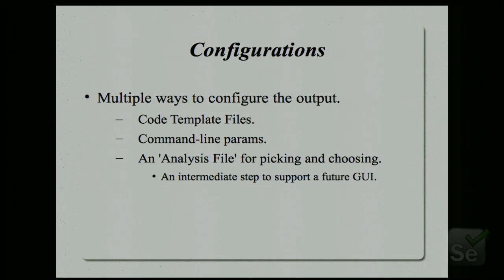There are multiple ways to configure the output, basically to choose what gets generated. I'll talk more about these as we go on, but basically I've got code template files. That's where you get to choose what language you want to generate. Then command line params for various things, particularly for choosing which locators you want to have generated. And then this thing that I'm calling an analysis file, for picking and choosing which ones you want to generate. It's sort of like an intermediate step. The goal of this analysis file is to support a future GUI. Right now my tool is command line based. My goal is to get this running as an engine, stick an API on it, and then put a GUI on top eventually.